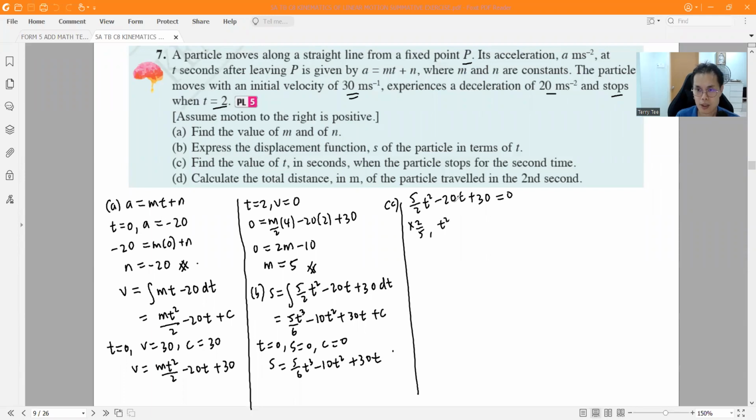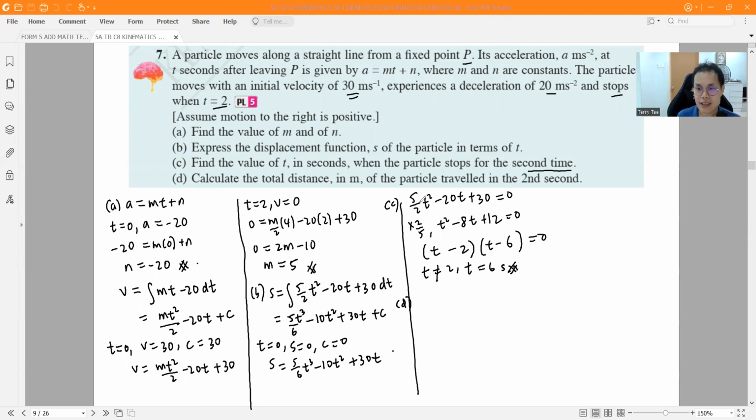So I get t squared, 20 divided by 5 is 4, 4 times 2 is 8. 30 divided by 5 is 6, 6 times 2 is 12. Nice number. And we can factorize this. The factors should be 2 and 6, both negative. So t is just 2 or 6. But because the question says the second time, and the first time it happens when t is 2, the second time happens when t is 6. So we ignore 2, and we take t equals 6 seconds.